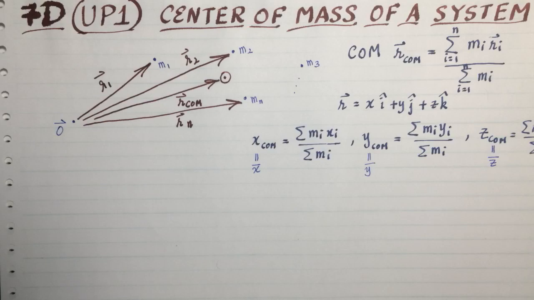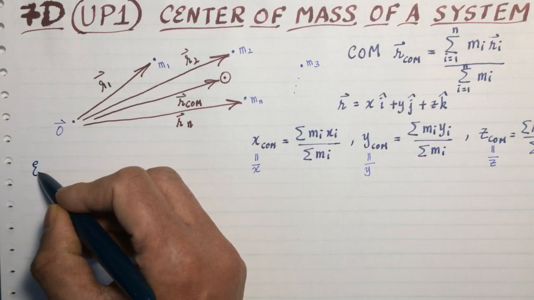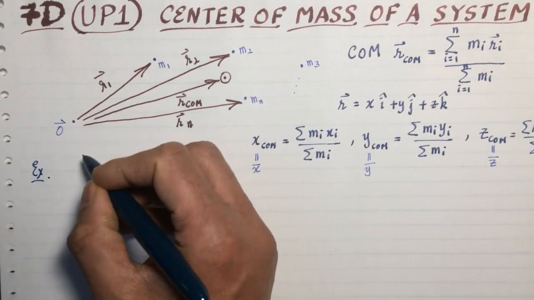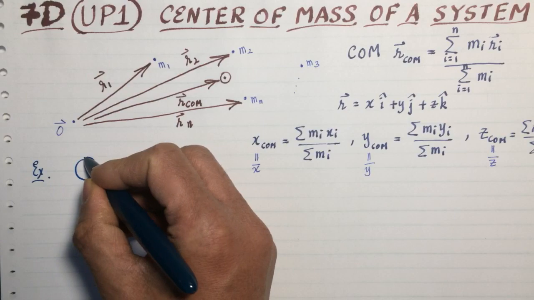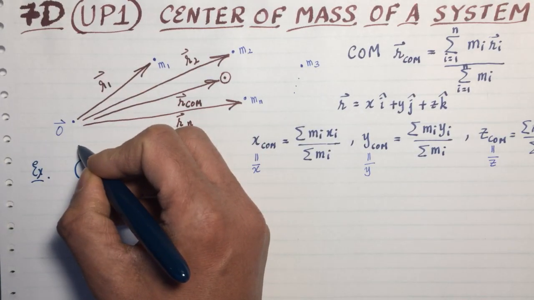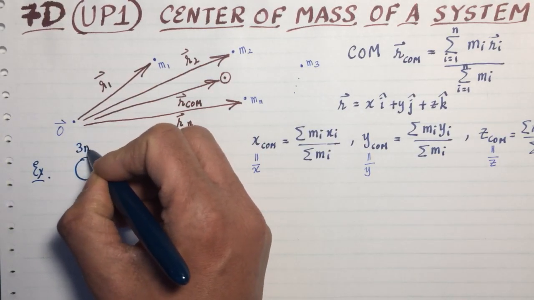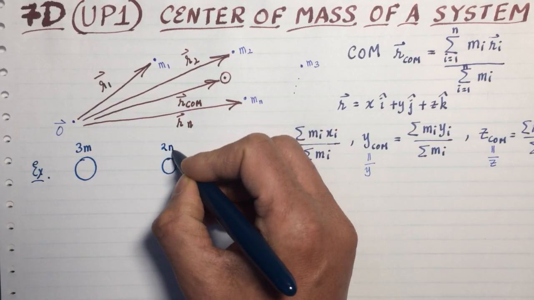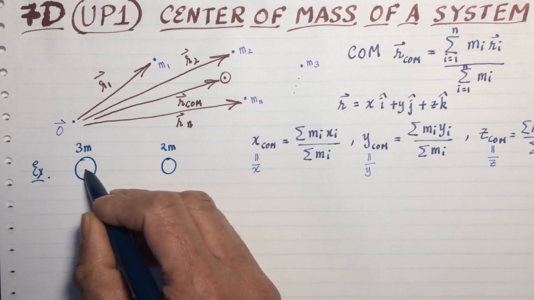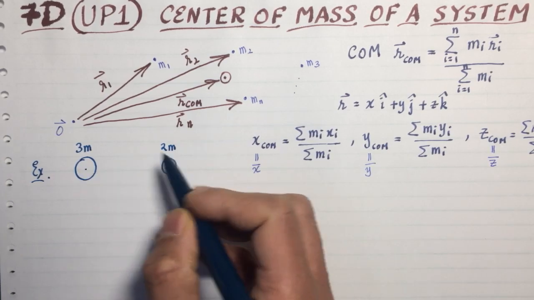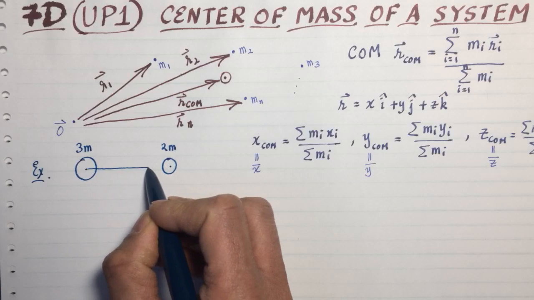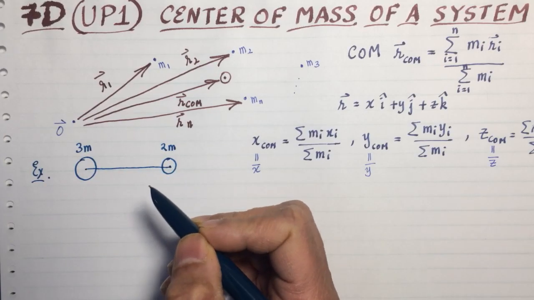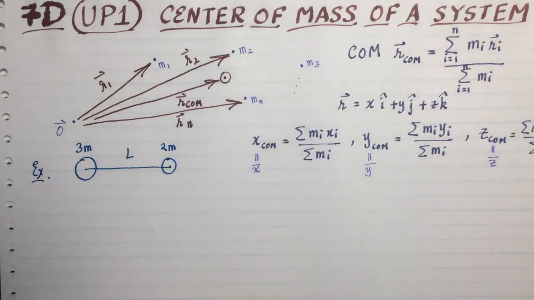So let's figure out how to model that locomotive I just showed you. So I'm going to just say that I have a particle of mass, let's say 3m here, and a particle of mass 2m over here. So that's the front end of the locomotive, which is more massive, and that's the back end, which is less massive, connected by a light rigid rod of length L. So you can find out where the center of mass is.